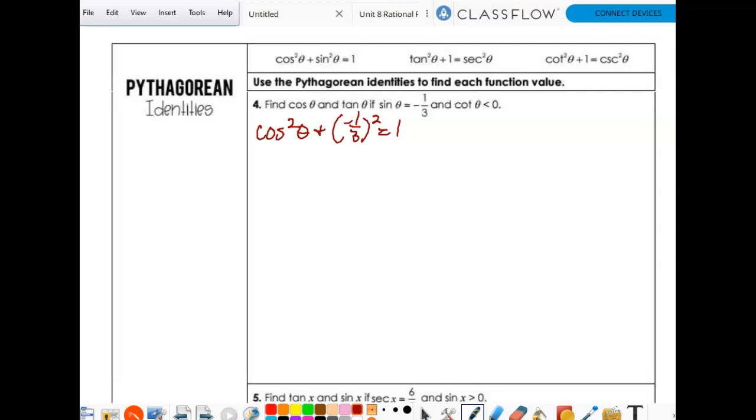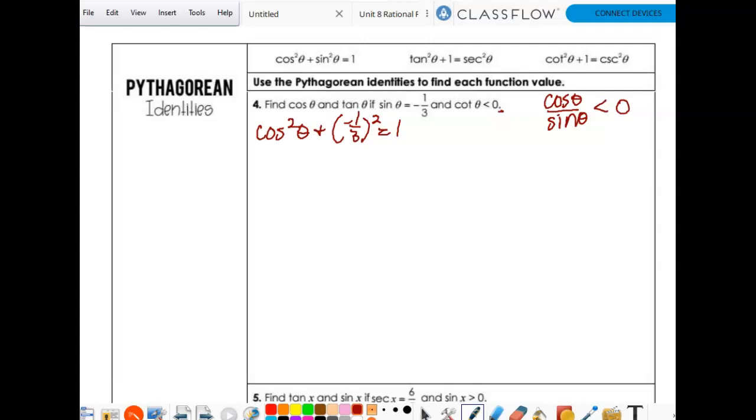All right, so here's the next thing I want to talk about. I have another piece of information over here. It says the cotangent of theta is less than 0. Now, what is the cotangent equal to? It's cosine over sine, correct? So my cosine over sine is less than 0. That means it has to be negative. Is that correct?